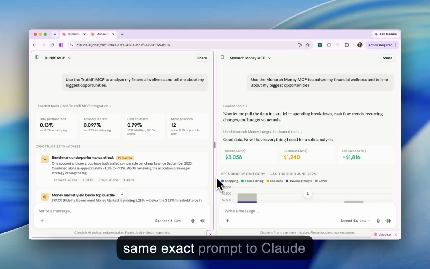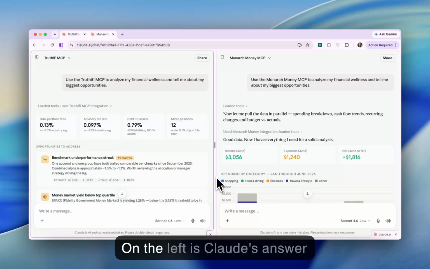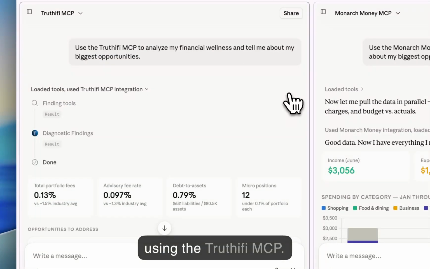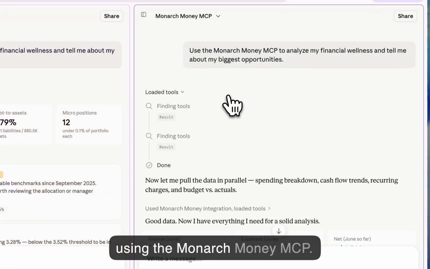I sent the same exact prompt to Claude using two different financial MCP tools, both connected to the same financial accounts. On the left is Claude's answer using the Truthifi MCP. On the right is Claude's answer using the Monarch Money MCP.